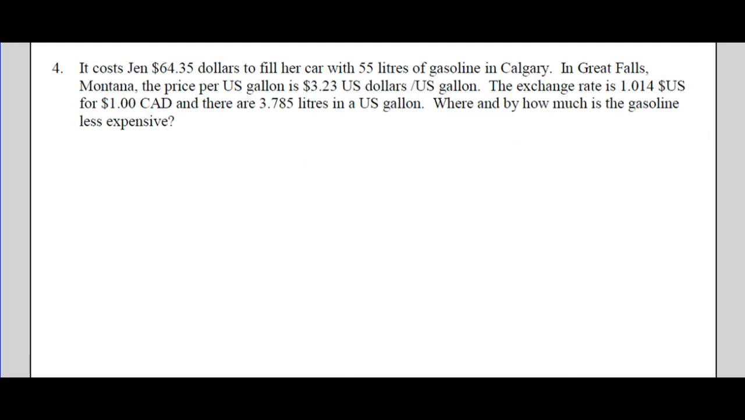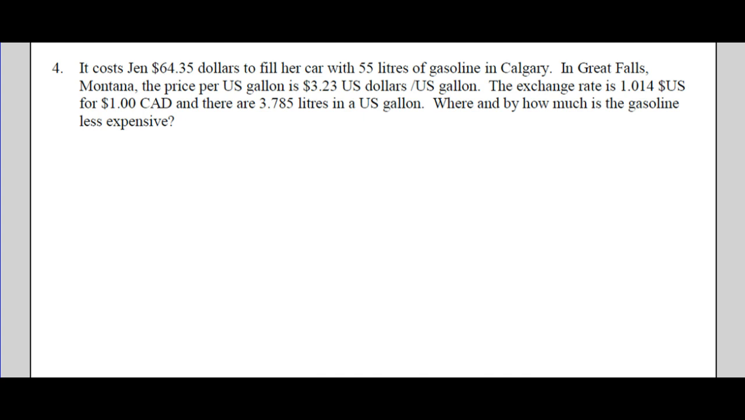It cost Jen $64.35 to fill her car with 55 liters of gasoline in Calgary. In Great Falls, Montana, the price per U.S. gallon is $3.23 U.S. dollars per U.S. gallon. The exchange rate is $1.014 U.S. for 1 Canadian dollar. Those were the good old days, right? I mean, it's not so much anymore. It's like 85 cents U.S. for a Canadian dollar. And there are 3.785 liters in a U.S. gallon. Where and by how much is the gasoline less expensive?